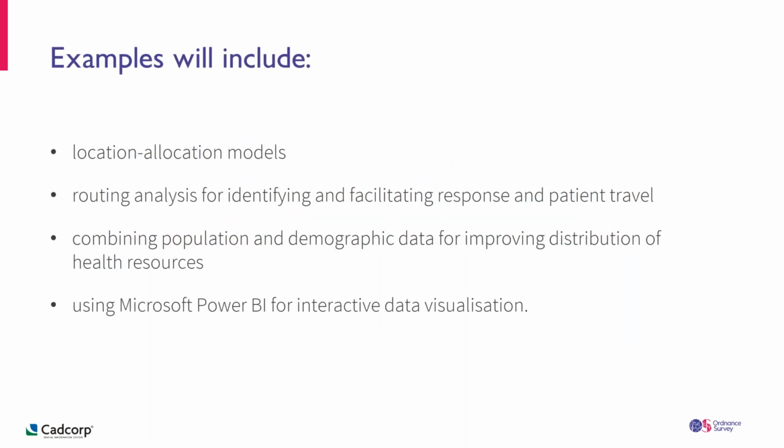The examples we're going to cover, we will look at location allocation models, so how you can use location to allocate resources. We'll look at routing analysis for identifying how accessible facilities are and for looking at patient travel. And then we'll also look at combining population and demographic data for improving distribution of your health resources, as well as looking at how you can use Power BI to make interactive data visualization.